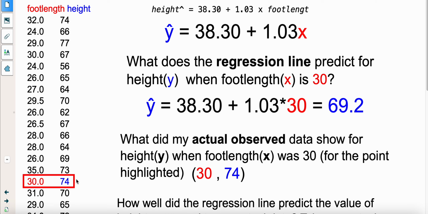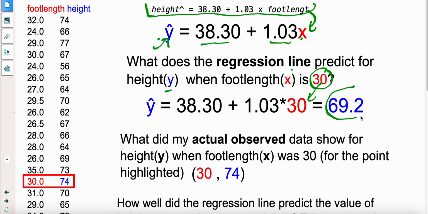So let's take another data point. Let's do no more practice. So here is our line of best fit. That hasn't changed. Our estimated value of height is equal to 38.3 plus 1.03 times foot length. So if we say, what does this line, the regression line, predict for height when foot length is 30? I'm just going to take this line. I'm going to substitute in 30 where I see X. I calculate that, 69.2.